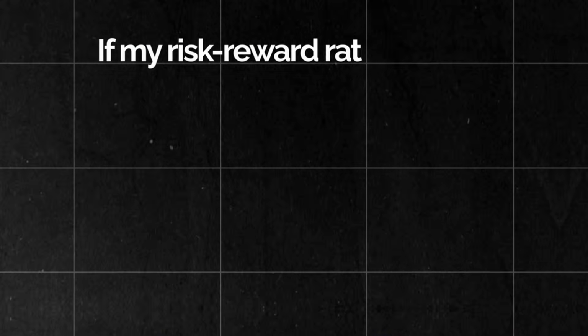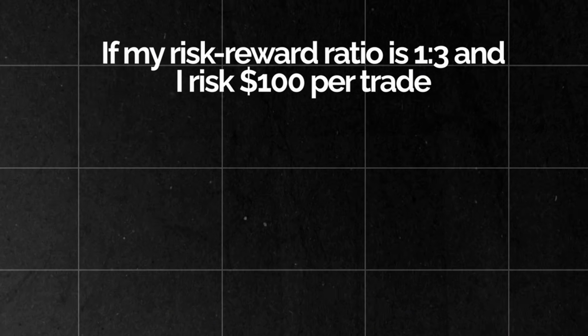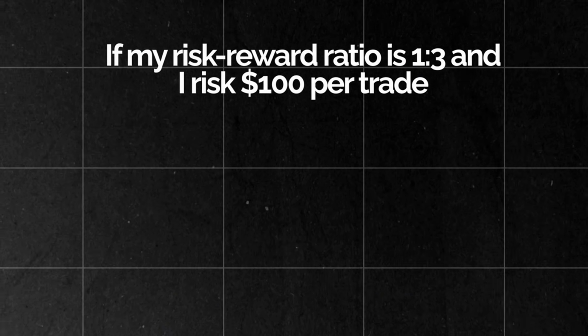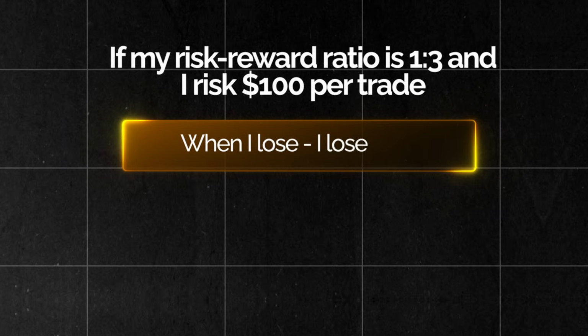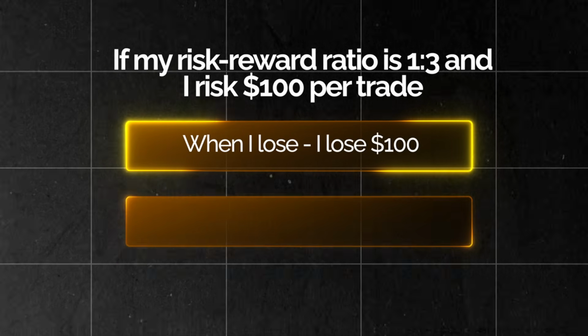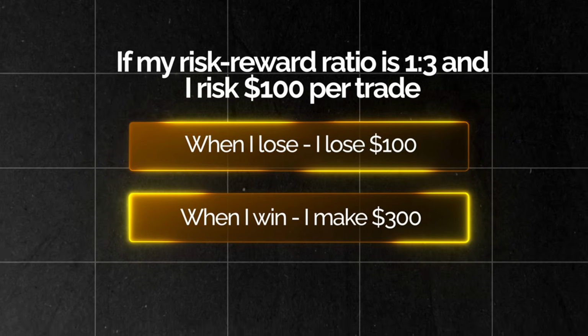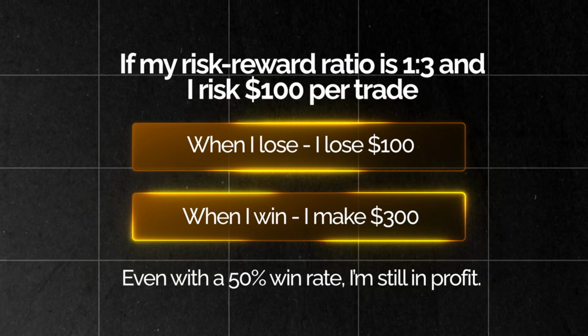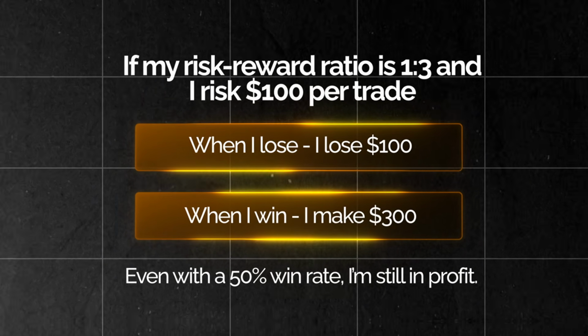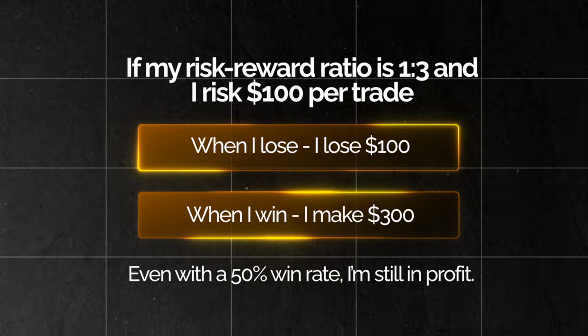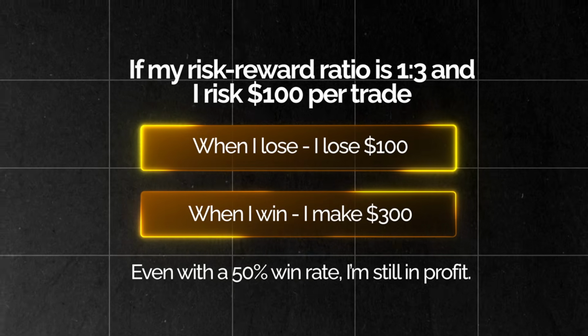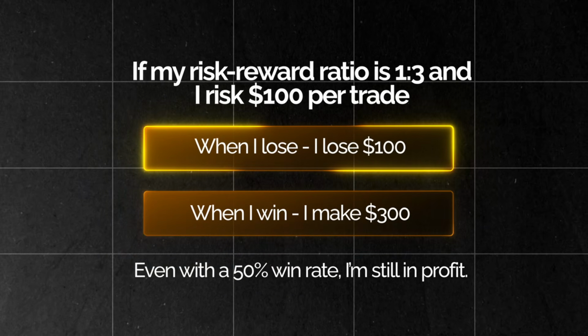So for example, if my risk reward ratio is 1:3 and I risk $100 per trade, I lose $100 when I lose, and I win $300 when I win. So even with a 50% win rate, that is, I win 50% of the time, I am still in profit. This is a mindset you must have as a trader.